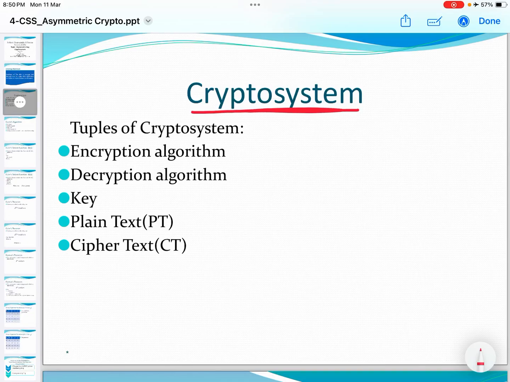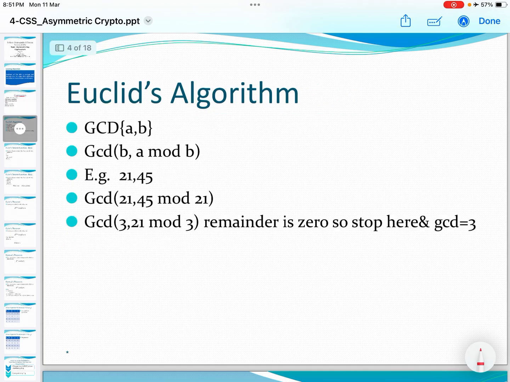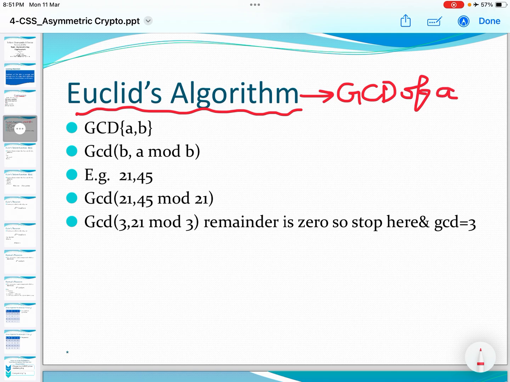So a cryptosystem's tuple consists of an encryption algorithm, a decryption algorithm, a key, plain text and cipher text. First we'll see Euclid's algorithm. Euclid's algorithm is used to calculate the GCD of two numbers.